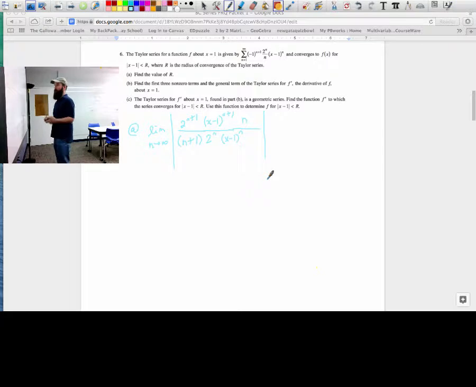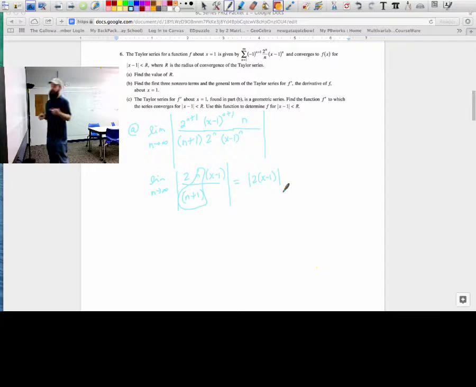Now when I go to simplify this, I'm going to get 2 on the top. I have an n and an n plus 1 that don't cancel, and then I end up with an x minus 1 on top as well. So I'm taking the limit as n goes to infinity. So I'll look at the n stuff, and that's going to go to 1 because that acts like its highest degree term. So then this goes to the absolute value of 2 times x minus 1.